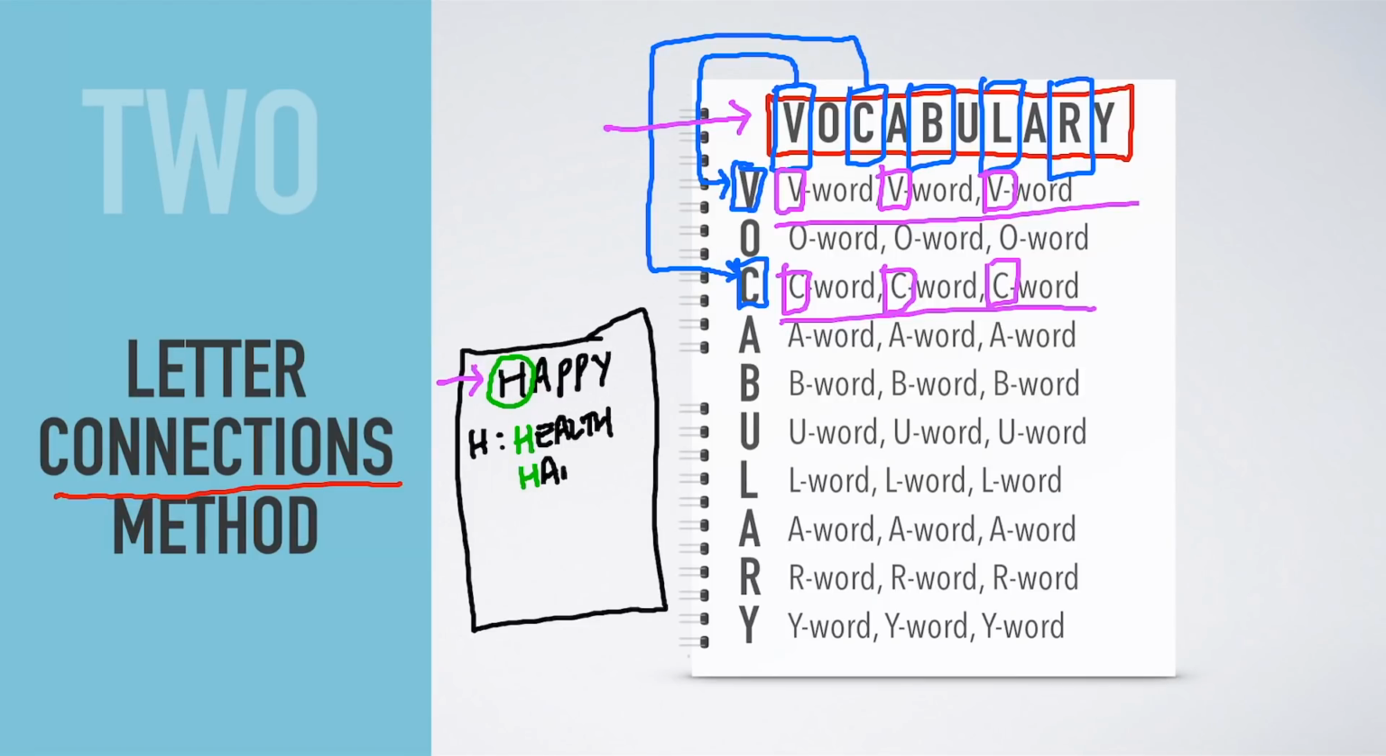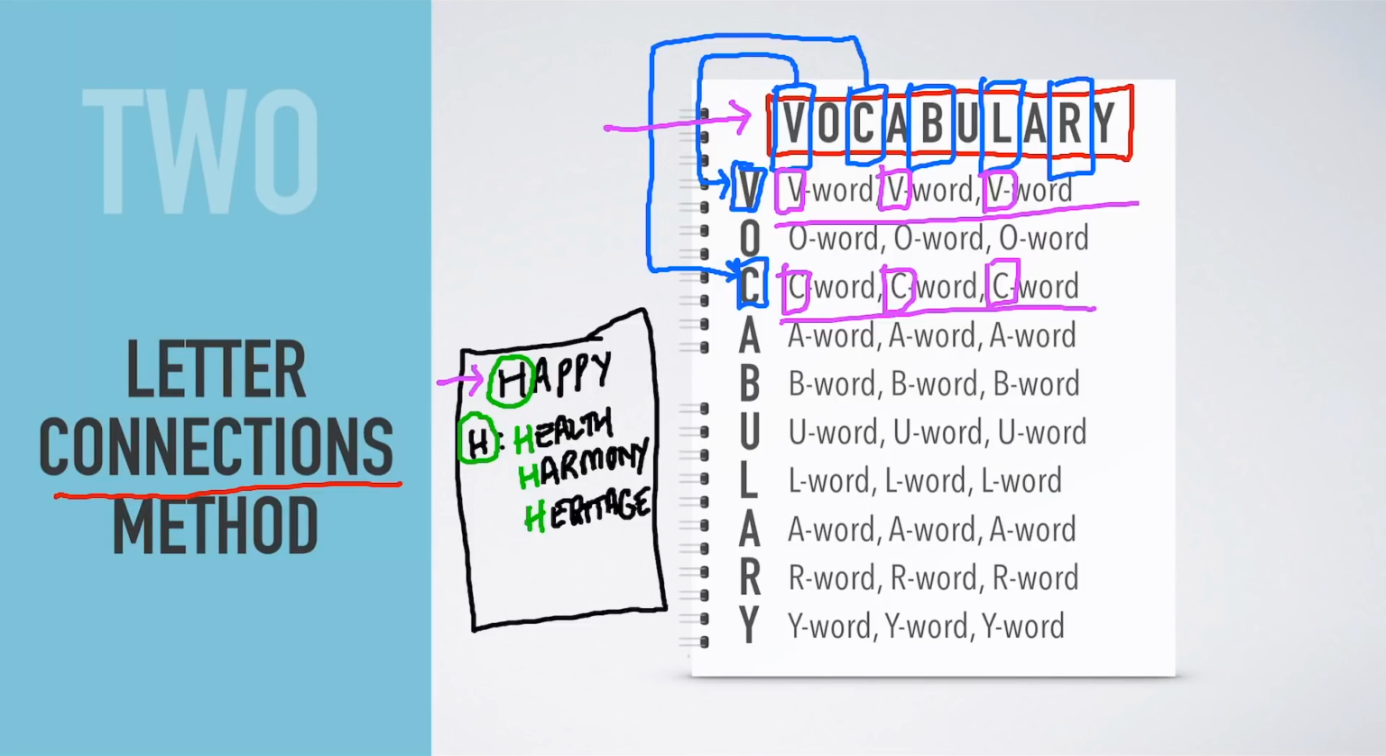So again, it starts with the letter H, but it's a different word. And finally, for the letter H, I may actually say heritage. So now, even though the word happy is easy, I have 3 different words that start with the letter H.